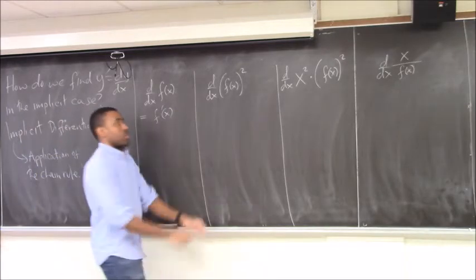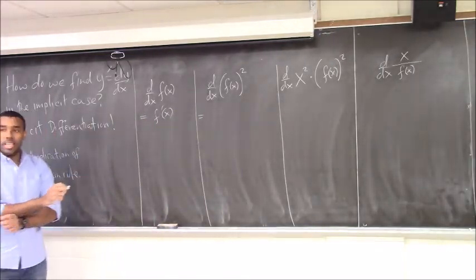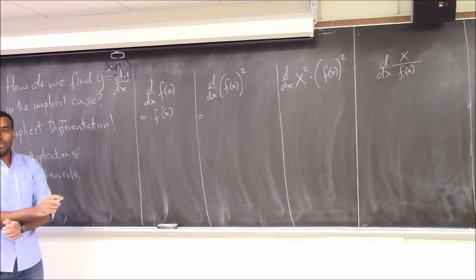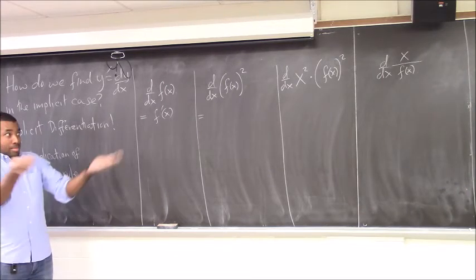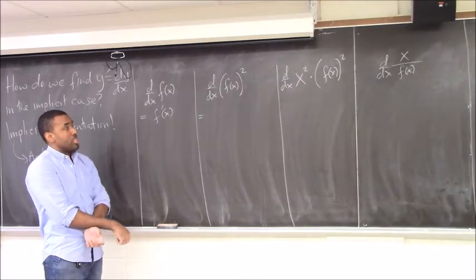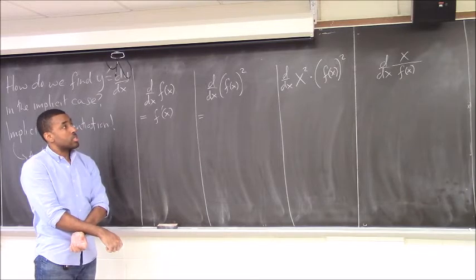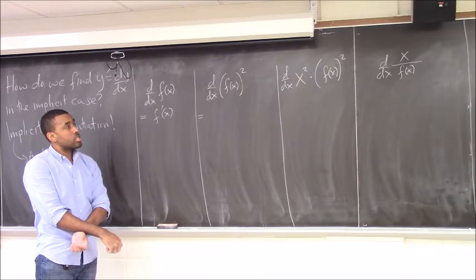What about this one though? How do you differentiate that? Would that be like the chain rule itself? It's the chain rule. Pretty much the chain rule. What does the chain rule say we would do? It'd be f prime of x, with f of x as the x, times f prime of x.